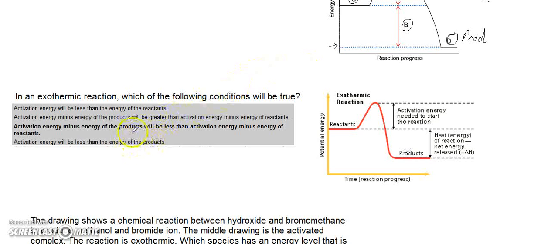And you can already see the correct answer here because it's bolded. I would have had to retype them all to make it not bolded, but that's okay. So if you look at the choices, we have: activation energy will be less than the energy of the reactants. So here's our activation energy, in between these two dashed lines.